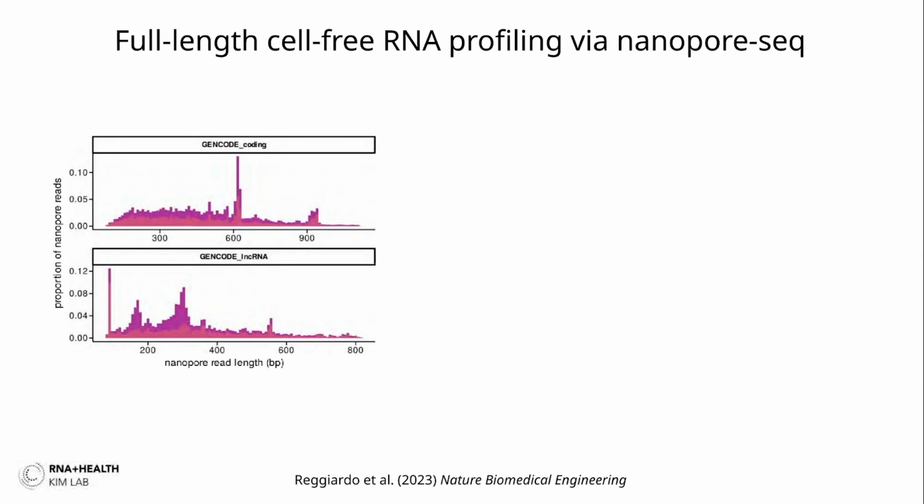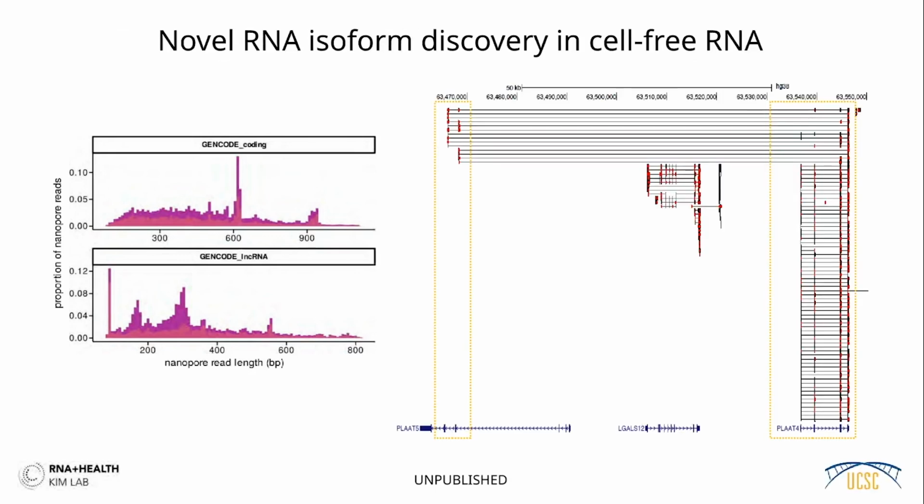And the dogma in the field had been that all of this RNA is just going to be degraded and it's not going to be full length, and you're not going to see signal coming from, for example, fully spliced messenger RNA or other types of RNA. But when we did the experiment with the Nanopore platform, it really enabled us to get the true identity of these cell-free RNAs, the true length of these RNAs. And so here what I'm going to show you is just one example of a protein coding gene that's transcribed and secreted into the blood of pancreatic cancer patients.